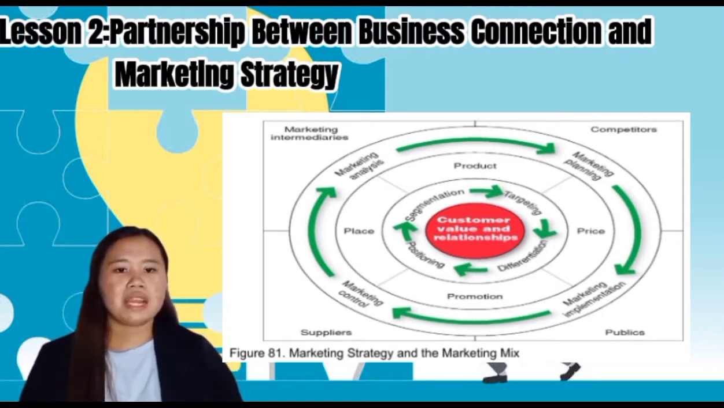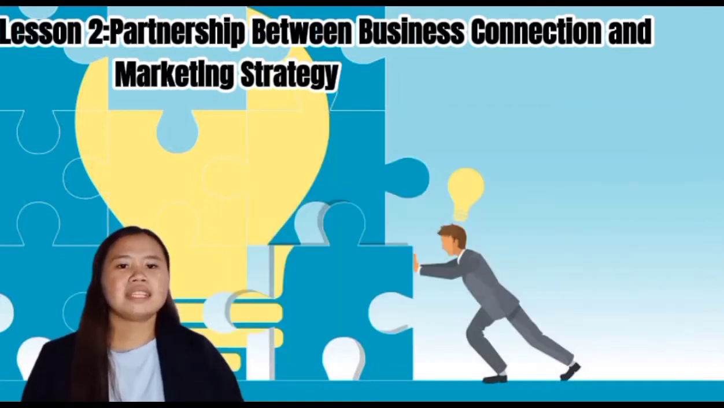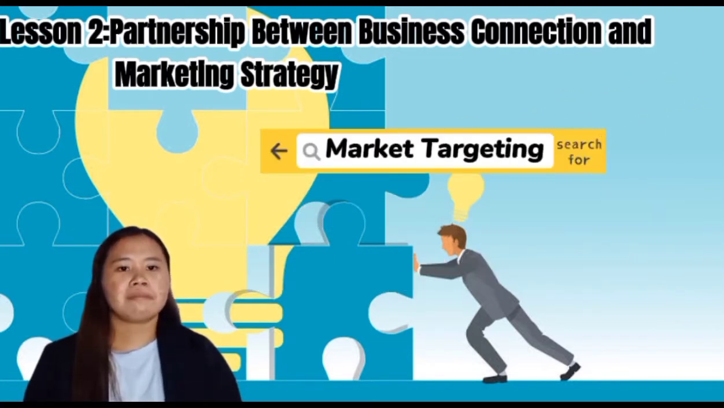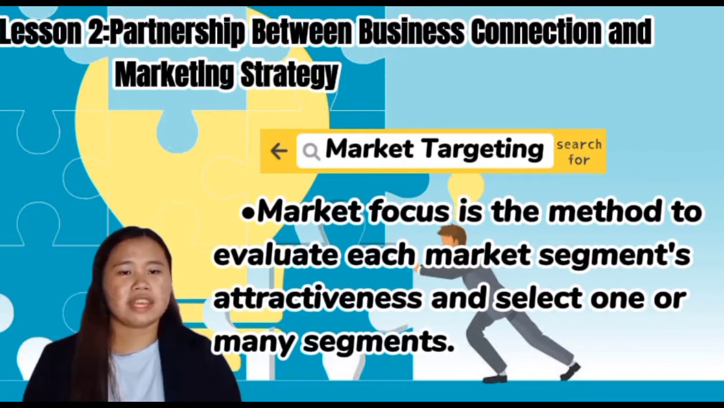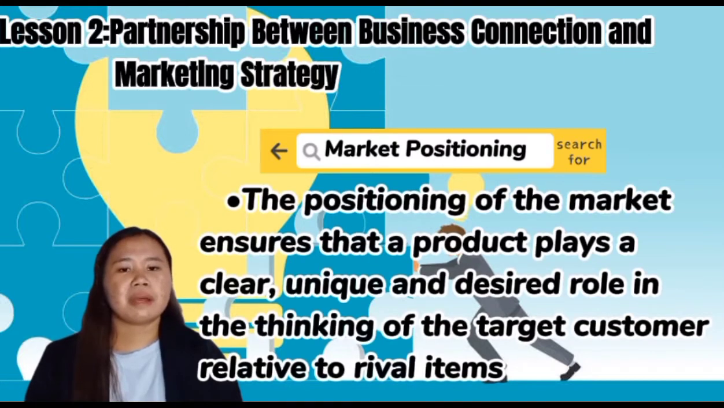Explained by Philip Kotler, market segmentation is the first part in a 3-phase, customer-centered marketing strategy. Market targeting is the method to evaluate each market segment's attractiveness and select one or many segments. Market positioning ensures that a product plays a clear, unique, and desired role in the thinking of the target customers relative to rival items.